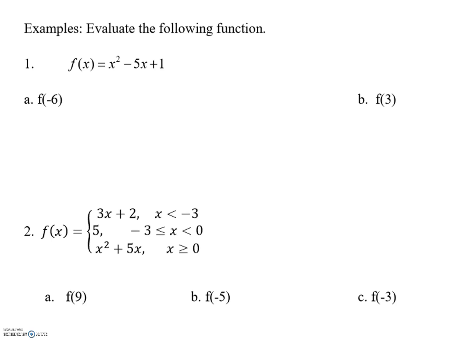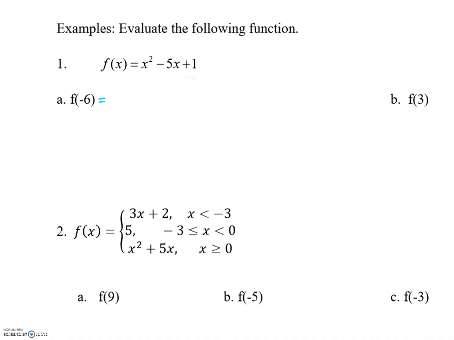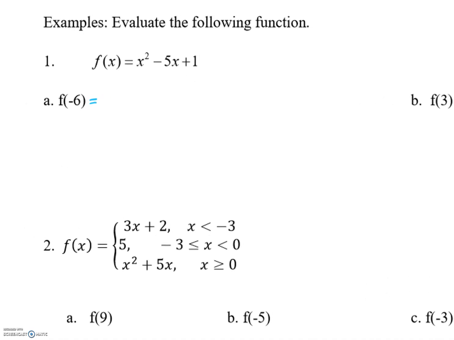It says f of negative 6. So it gives us a function f. So remember, all it's saying to do is simply go up to f. Every time I see an x, I'm going to replace it with the negative 6. So I'm going to have negative 6 squared. And it's very important to include parentheses around that substitution. Minus 5 times negative 6 plus 1.